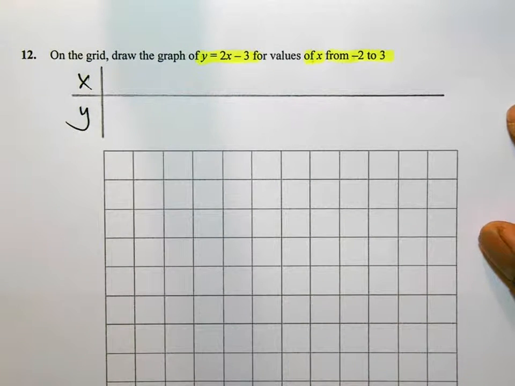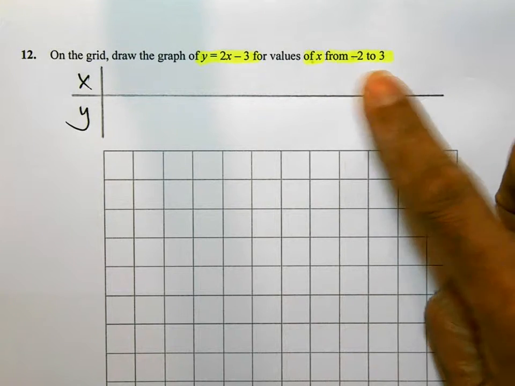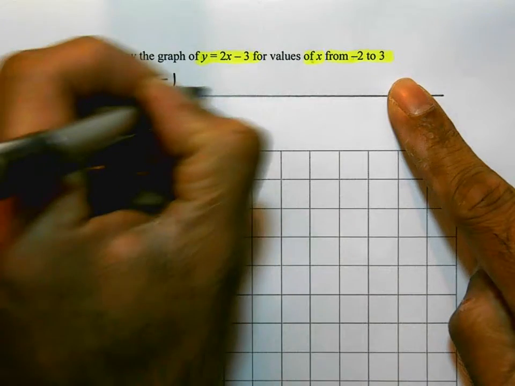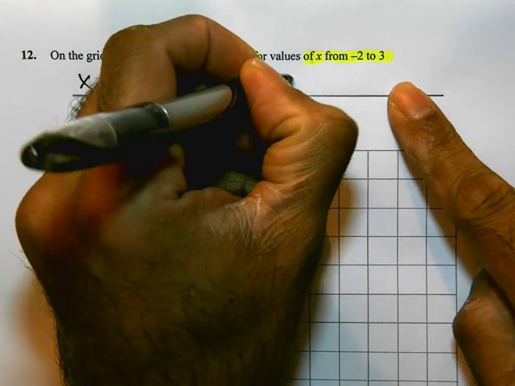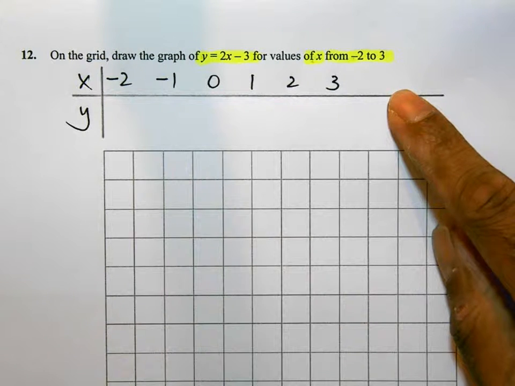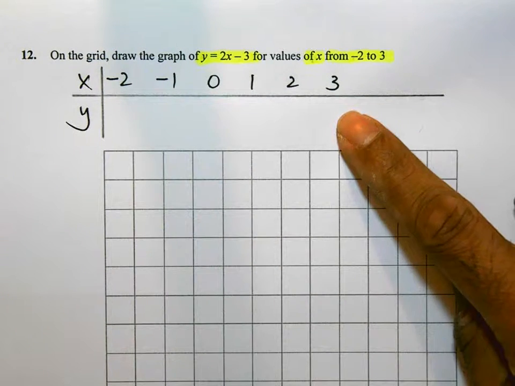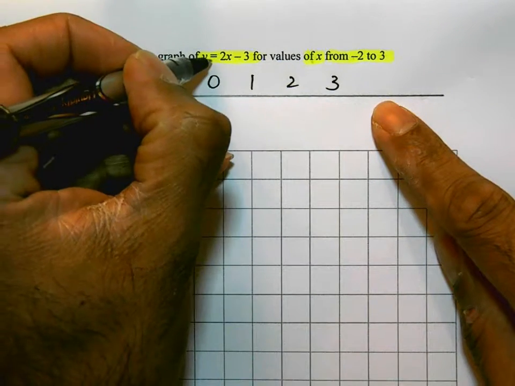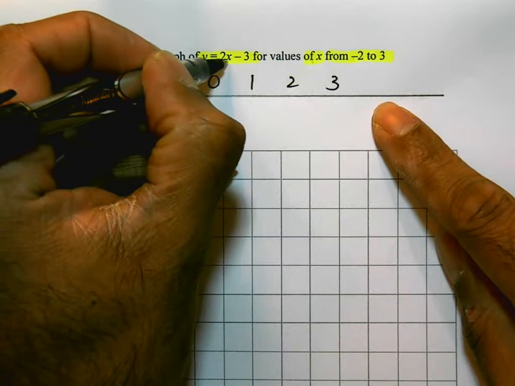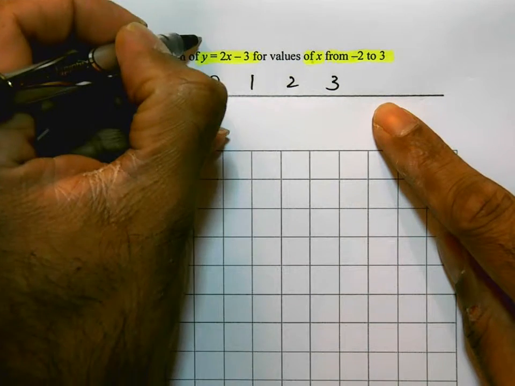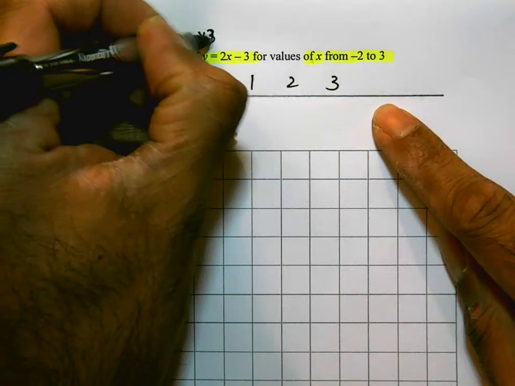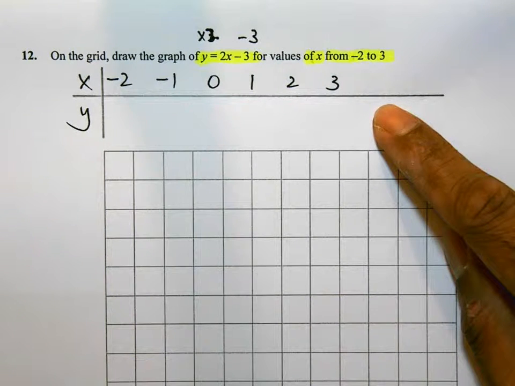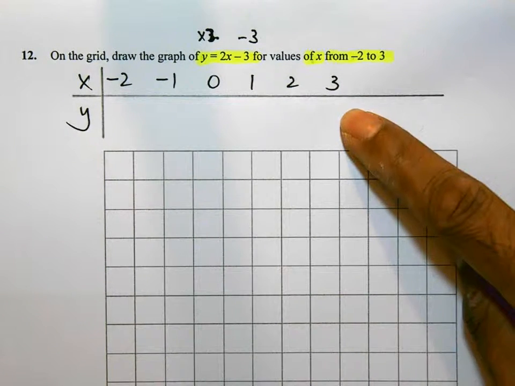Now the question has helped me with this. The x values, they say, go from minus 2 to 3. So I'm going to put these up here: minus 2, minus 1, 0, 1, 2, and 3. Okay, I'm going to work out the corresponding y values for each of these x values. And I have to use this equation here. This equation is y is equal to 2x, which means 2 lots of x, or 2 times x, take away 3. So I'm timesing by 2, and then take it away 3. So each of these x values I'm going to times by 2, and then take away 3.